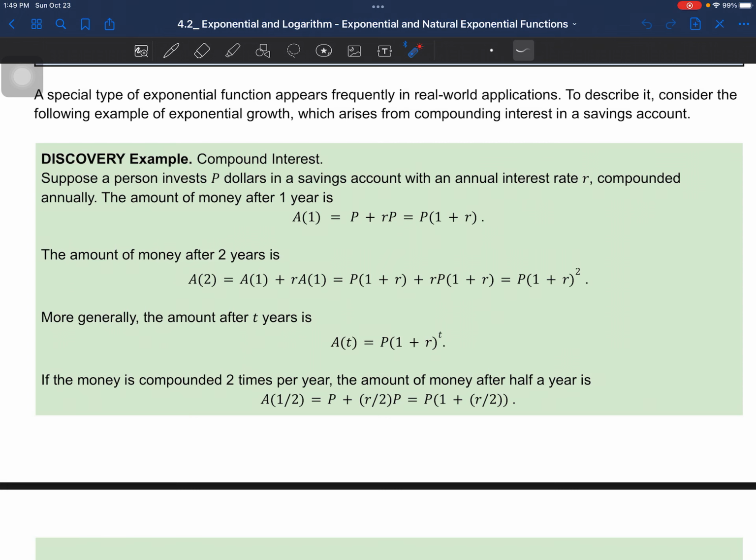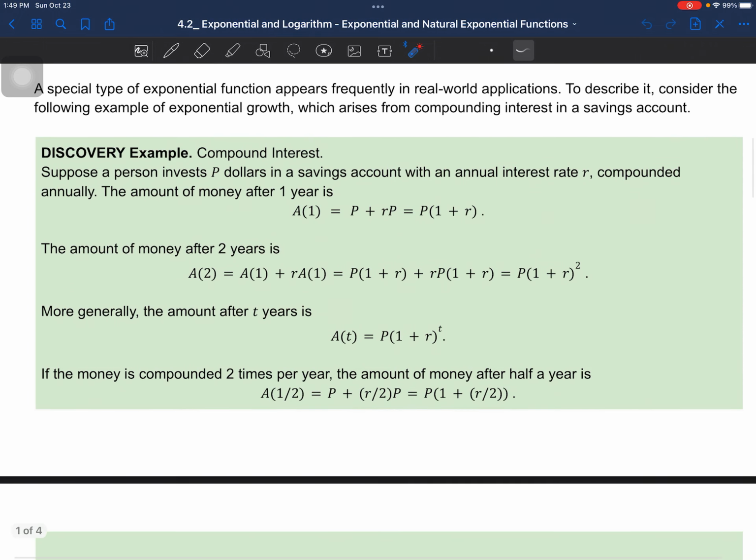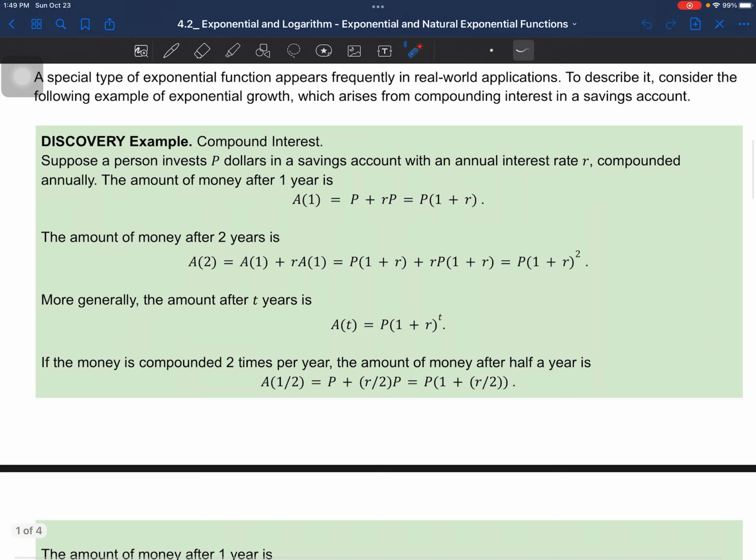So a special type of exponential function appears frequently in real-world applications. To describe it, consider the following example of exponential growth, which arises by compounding interest in a savings account. Right. So suppose a person invests P dollars in a savings account with an annual interest rate R, which is compounded annually. The amount of money after 1 year is.